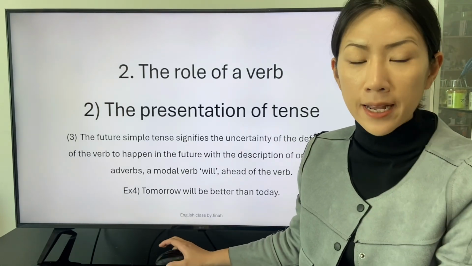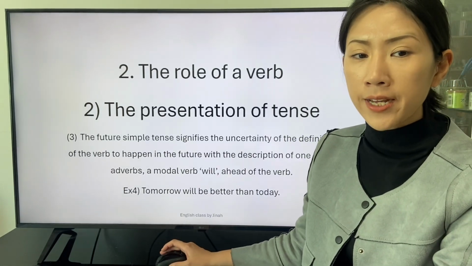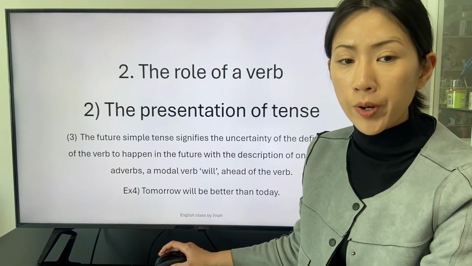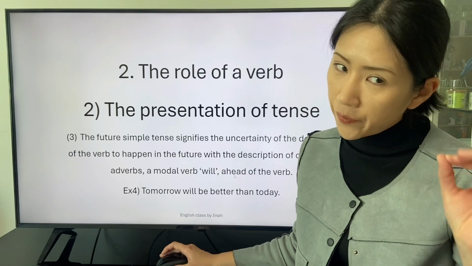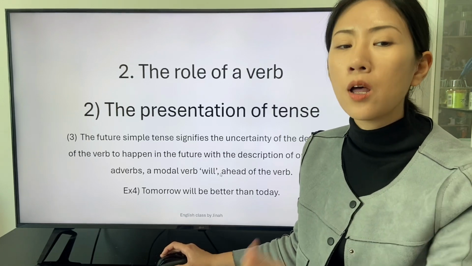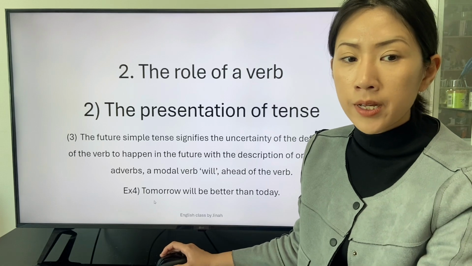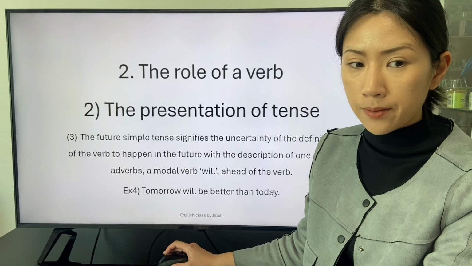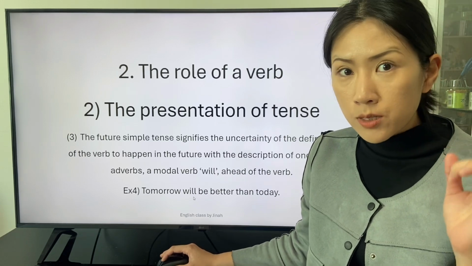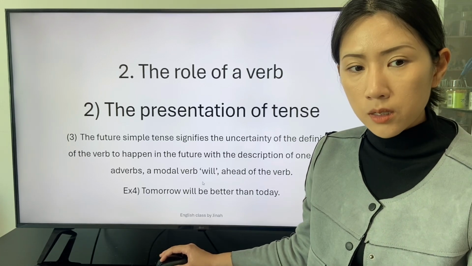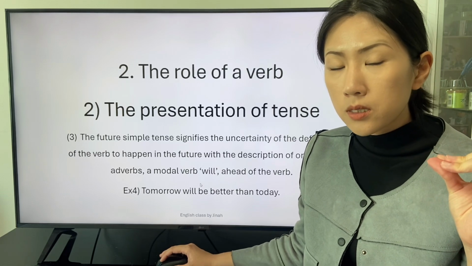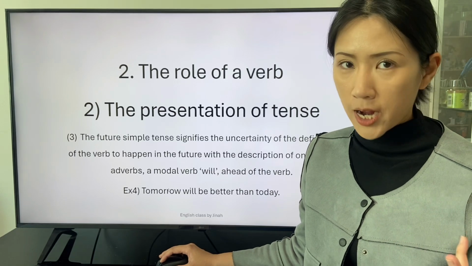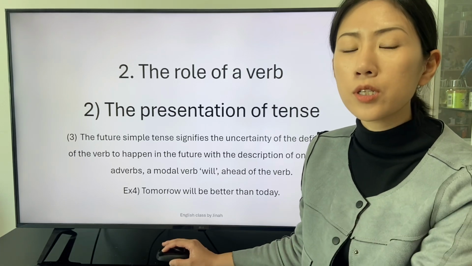The future simple tense signifies the uncertainty of the definition of the verb to happen in the future, with the description of one of the adverbs, a modal verb will, ahead of the verb. There is an exemplary clause: Tomorrow will be better than today. The modal verb will describes the be-verb. The be-verb describes the condition of the subject indicated by the noun tomorrow.